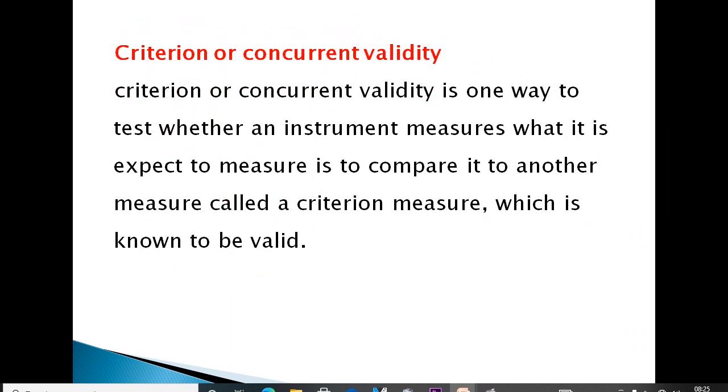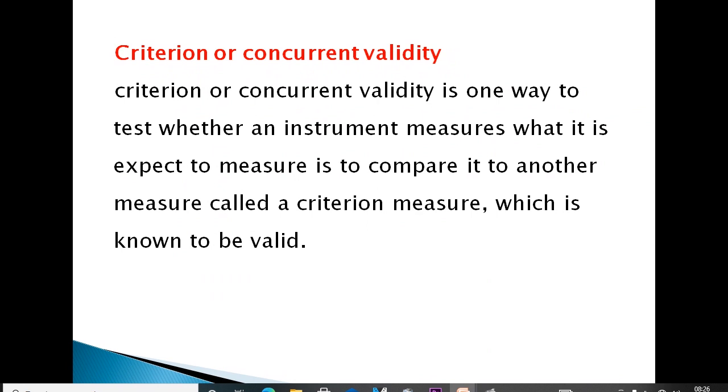Then we have criterion or concurrent validity. One way to test whether an instrument measures what it is expected to measure is to compare it to another measure called a criterion measure, which is known to be valid. Here the researcher compares his data collection tool to other data collection tools which are supposed to be valid.